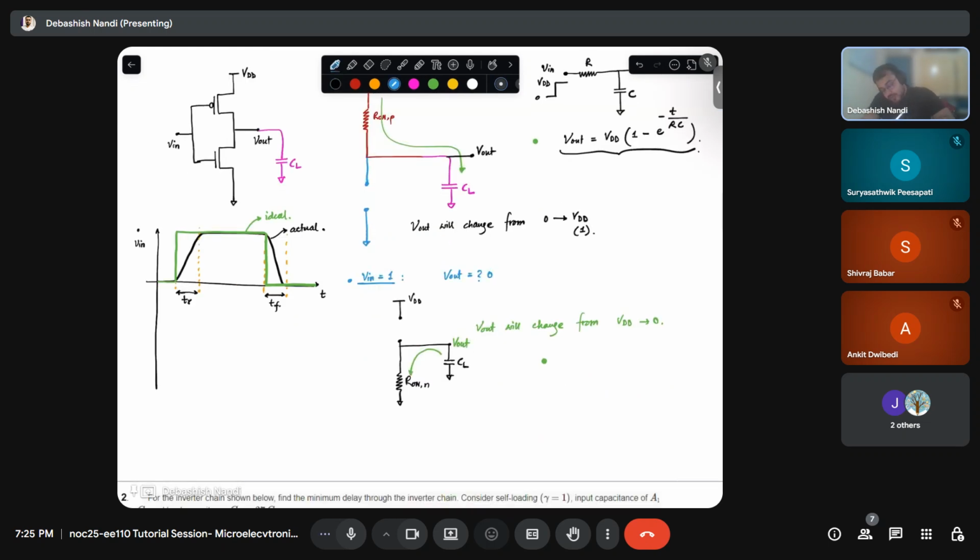So now how will your output change? Let's say the output starts at this. So let me just mark the points. This is your VDD. So this entire thing is V in of T. This is 0. Similarly, this is your V out of T. This value is VDD.